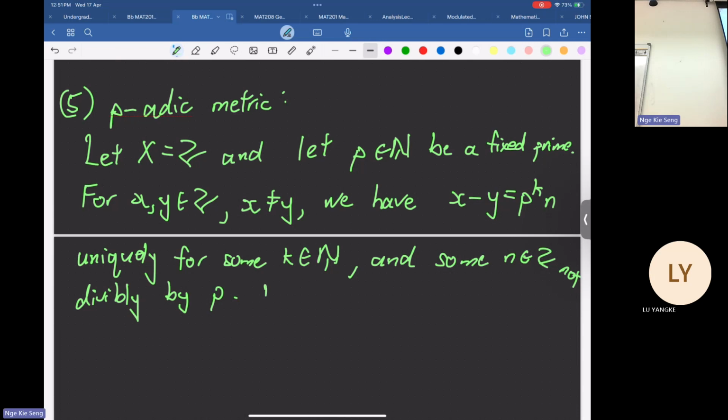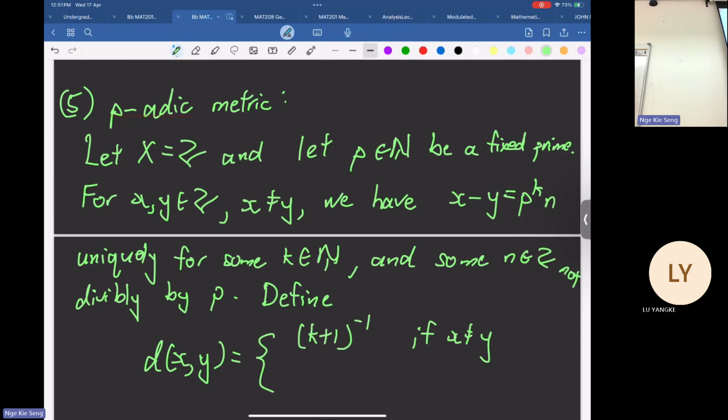And how do we define this metric here? It's quite interesting. Maybe there are a few equivalent ways to do it, but we will do this. If x not equal to y, we can extract the k factor, and then we define this distance to be the inverse of k plus 1. And if x equals y, meaning x minus y equals 0, actually you can pull out as many p as you want and multiply by 0. So really, we just define this to be 0 because we want to satisfy the metric property.